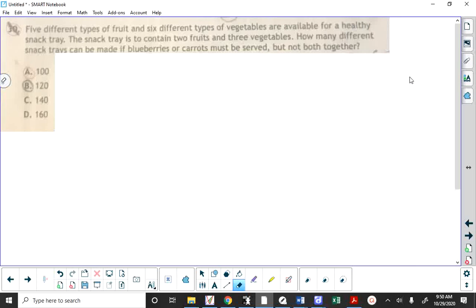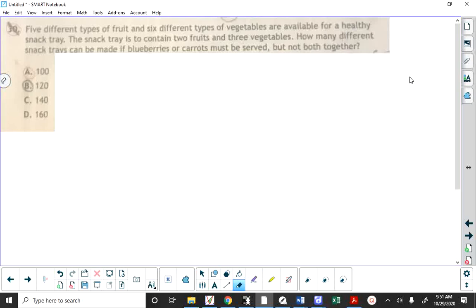All right, question 30 says we have 5 different types of fruit and 6 different types of vegetables, and we're going to be making a snack tray. The conditions are that you need 2 fruits and 3 vegetables, but you have to have either blueberries or carrots. And if you have blueberries, you cannot have carrots, and if you have carrots, you cannot have blueberries.